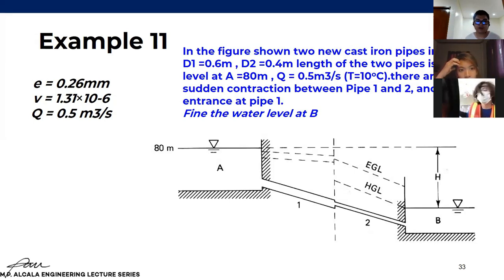The level at A is equivalent to 80 meters from the datum, with the discharge of 0.5 cubic meters per second with the temperature of 10 degrees Celsius, giving us a kinematic viscosity of the following. Okay? So, E is given as 0.26 millimeter and Q is given as well. So, let's proceed in solving.